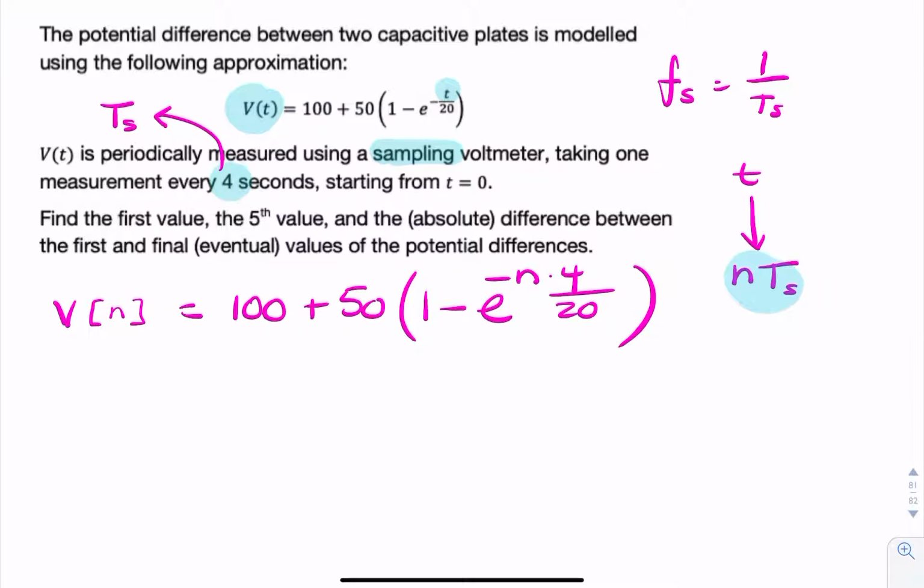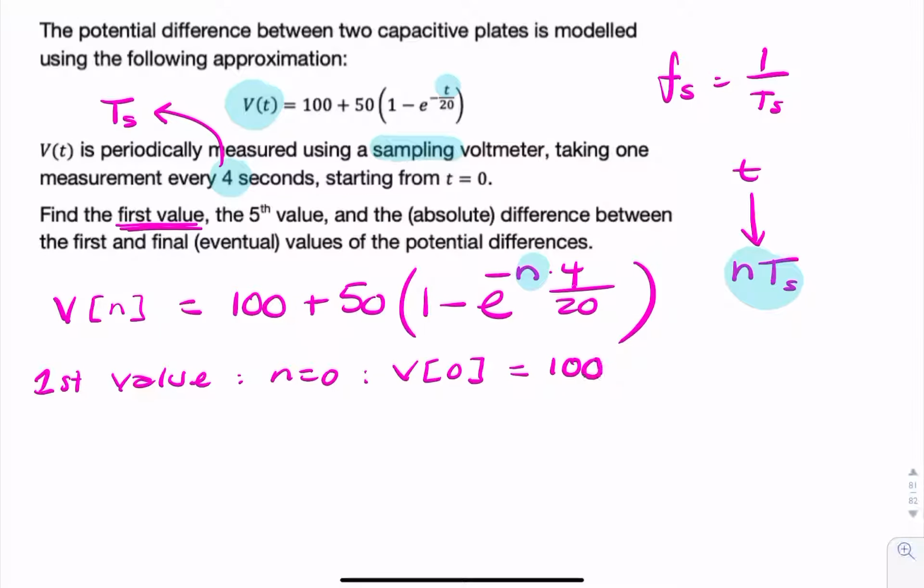It then says find the first value. So the first value is when n equals 0. So we want V of 0. So we simply replace n with 0 up there. And you can probably tell that the first value is going to be 150. No, it'll be 100, because you have 1 minus 1, so the first value will be 100.